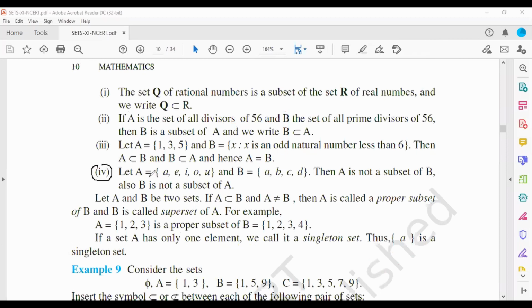Point number 4. There is a set A, A, E, I, O, U. Then there is set B, A, B, C, D. Surely we know A is not a subset of B, and B is not a subset of A. Now, if A is a subset of B and A is not equal to B, then A is called a proper subset of B. Not only that, B is called a superset of A. For example, {1, 2, 3} is a proper subset of {1, 2, 3, 4}, but {1, 2, 3, 4} in turn is a superset of {1, 2, 3}.